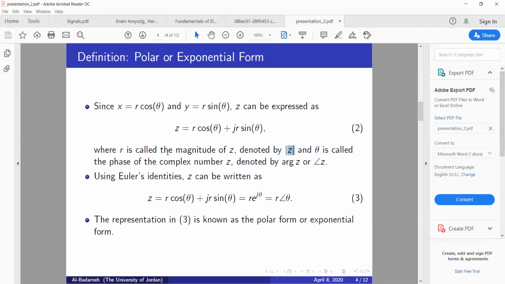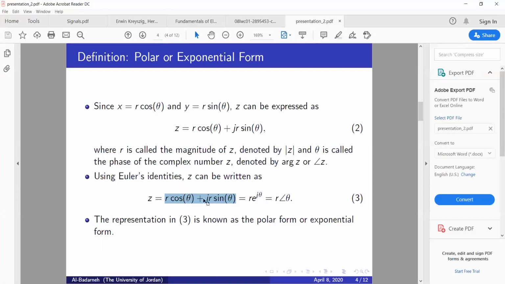Now, it turns out from Euler's identities that we can express this complex number, R cosine theta plus j R sine theta, in terms of R multiplied by a complex exponential. So R cosine theta plus j R sine theta is equivalent to R e to the power j theta, which can also be expressed as R angle theta.